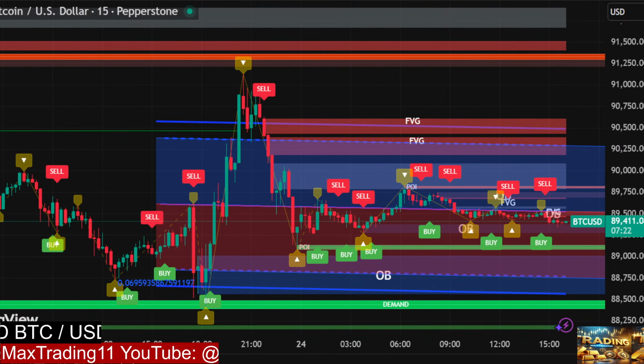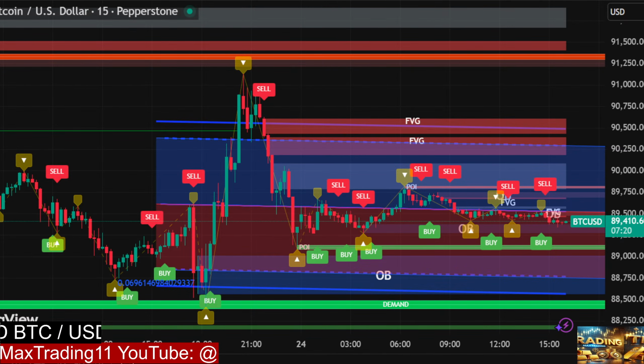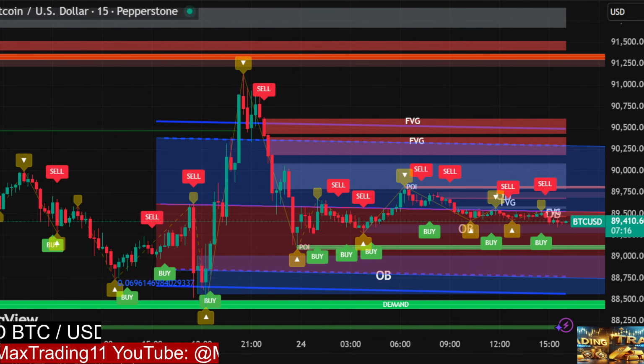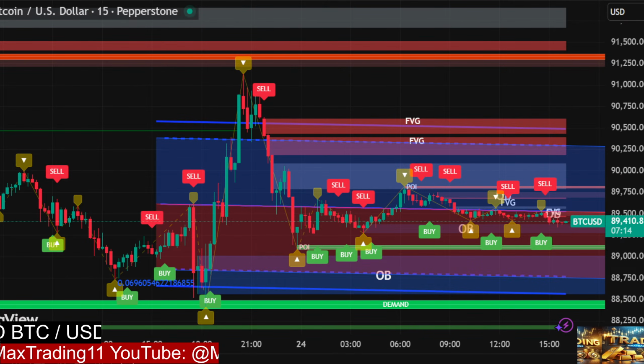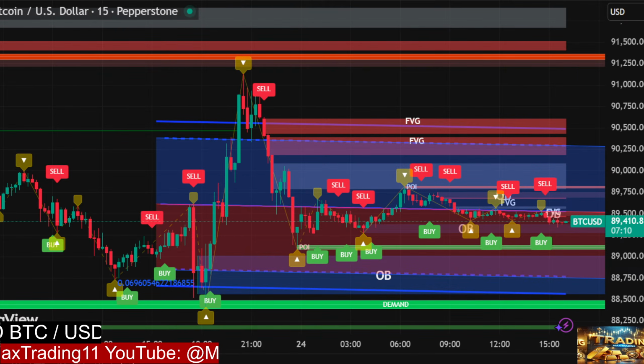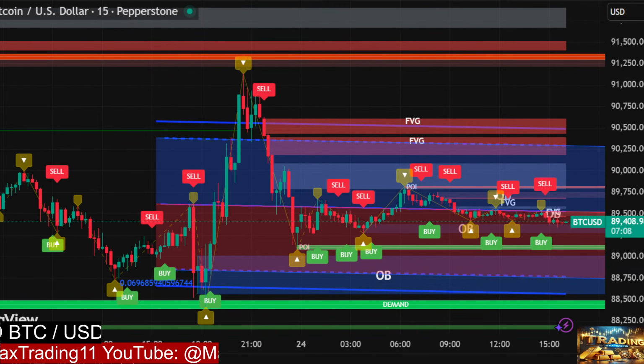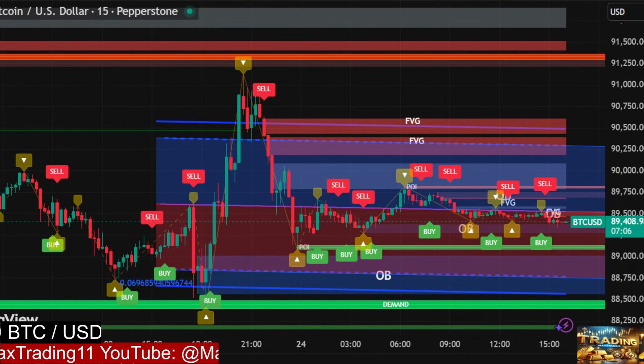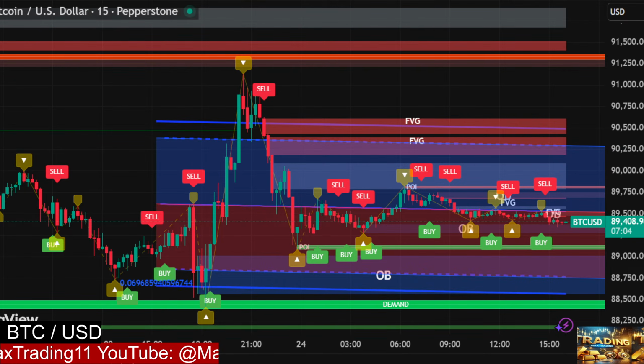Liquidity and smart money concepts. Markets are driven by liquidity, not magic. Large institutions, hedge funds, and banks need liquidity to execute their massive orders. That's why price often spikes above a previous high before reversing. It's not manipulation, it's liquidity collection.